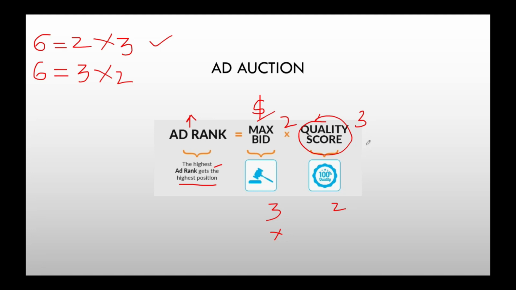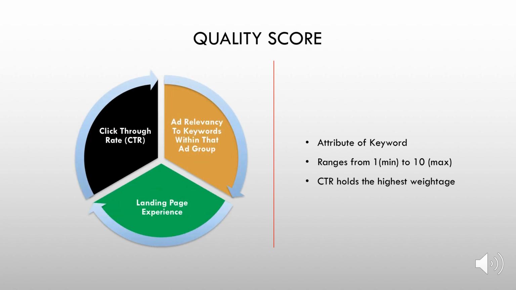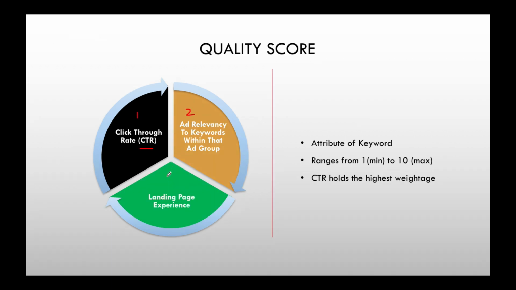So let us look at how we improve the quality score. Quality score is a factor of three main components. The first factor is the click-through rate, which is also called the CTR. The second factor is the ad relevance. The ad should be relevant to the keywords you are targeting and the keywords of a particular ad group. The third factor is the landing page experience. The landing page has to be equally important. It should have a very low load time. It should open faster. It should have content. It should have keywords, and the landing page should be relevant to the ad that you are showing. So these are the three main factors of quality score.